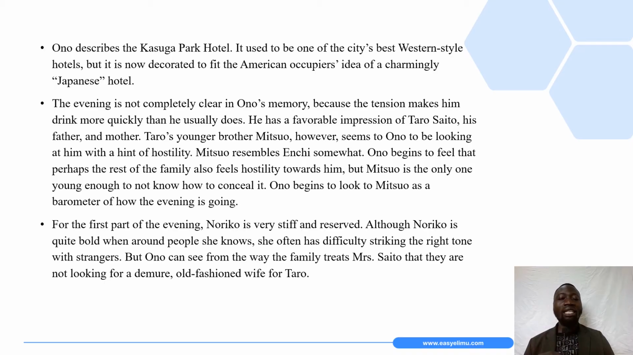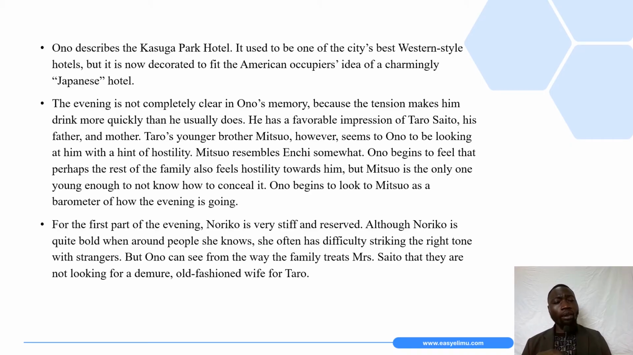So Ono begins to look to Mitsuo as a barometer of how the evening is going. That is, using Mitsuo, who is not able to conceal the hostility that he feels towards him. So he is planning to use him to read the mind of the rest of the family members.